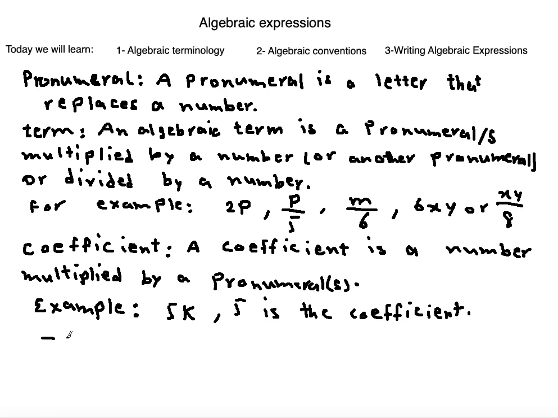Or minus 2 mu, in minus 2 mu, minus 2 is the coefficient. Remember, you need to include the sign also. If it was negative, it is also part of the coefficient.